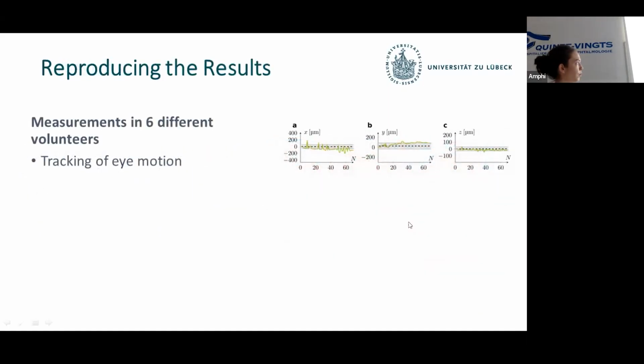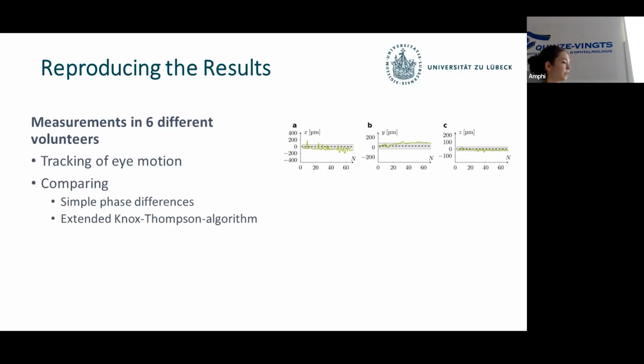So we started with a small cohort of 6 subjects or volunteers, and we were especially interested in how the eye motion during the measurement affected the quality of our phase evaluation. This is why for all measurements we tracked the motion in X, Y, and Z direction, and we also compared 2 different algorithms for the phase evaluation. The first one is a simple phase referencing to a fixed starting volume. And the second one is the so-called extended Knox-Thompson algorithm, which is a statistical approach which is thought to be more robust in case of phase decorrelation.